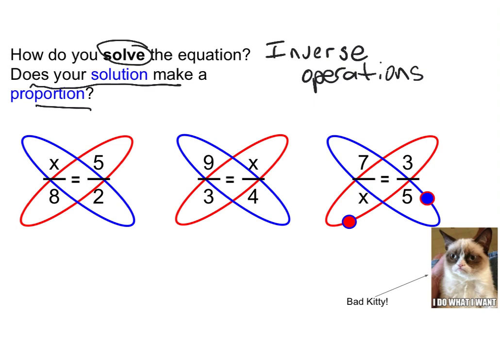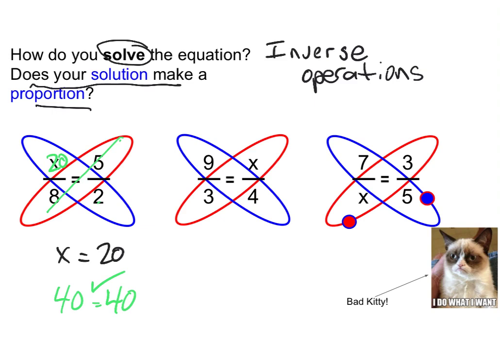So let's look at that situation. Someone says, okay, I think I got this, and I think x is equal to 20. Is that correct? If we put 20 in, does it make a proportion? Does 5 times 8, 40, equal 20 times 2, 40? And the answer is yes.